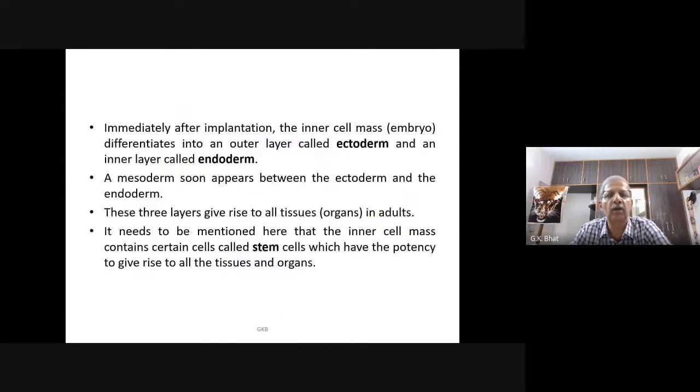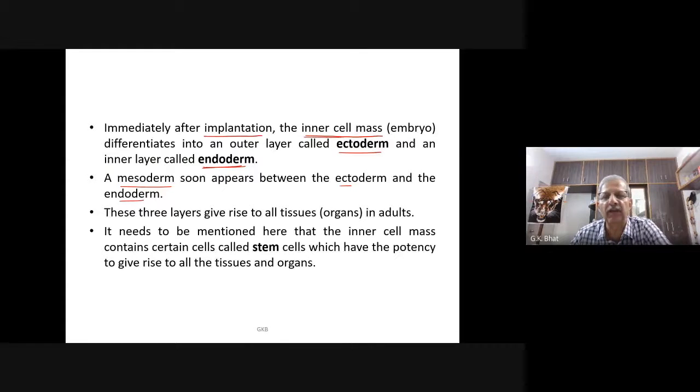At the same time, we come across another change. Immediately after implantation, which is the attachment of the blastocyst onto the endometrial lining of the uterus, the inner cell mass, called the embryoblast, differentiates into an outer layer called ectoderm and an inner layer called endoderm. Soon, one more layer called mesoderm appears between the ectoderm and endoderm.